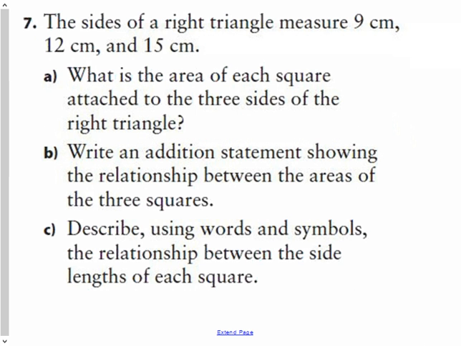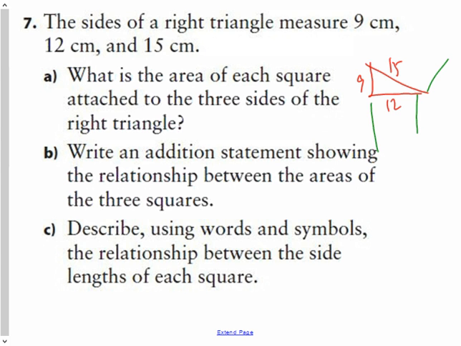Question 7, the sides of a right triangle. Again, it tells us the right triangle is 9, 12, and 15. Well, I know this has to be 15 because it's the longest side. And it doesn't matter if I put 9 at the bottom and 12 there. It really doesn't matter. Again, what is the area of each square?